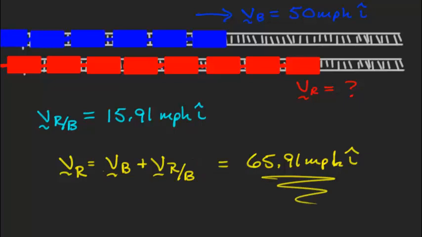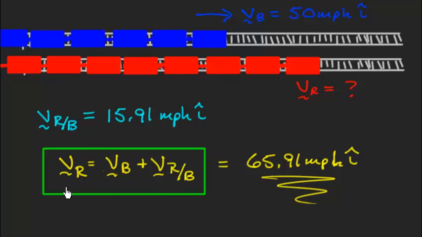Make sense? Now you may not have thought very much of it, but what we just did is we thought through one of the very important concepts that we're going to be using for the rest of the semester. That is this concept of relative velocity. We say the velocity of one object, in this case the red object, equals the velocity of the blue object plus the velocity of the red object relative to the blue object. This is a notion of relative velocity, and I think you'll agree that it makes sense, right?